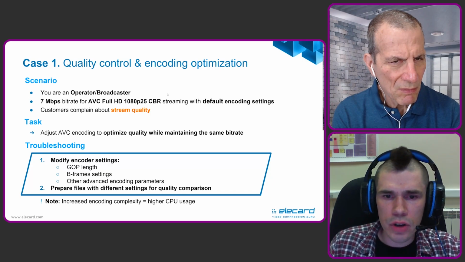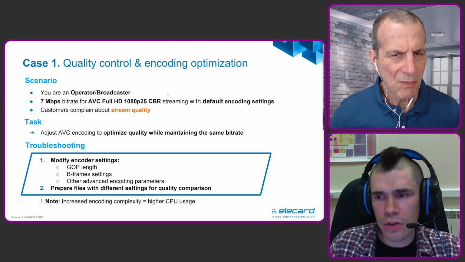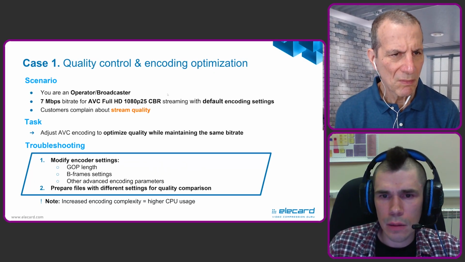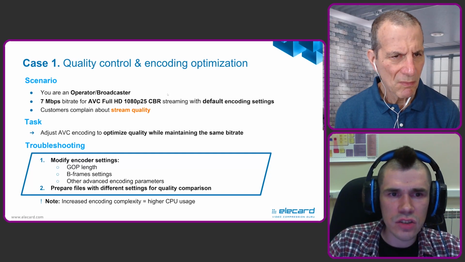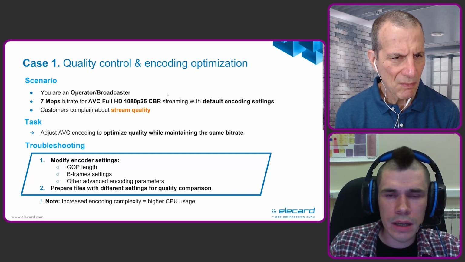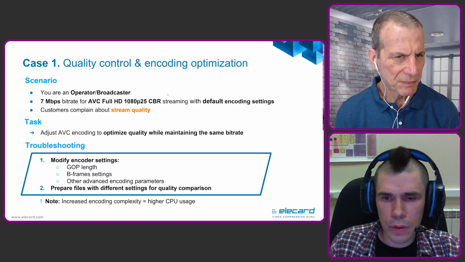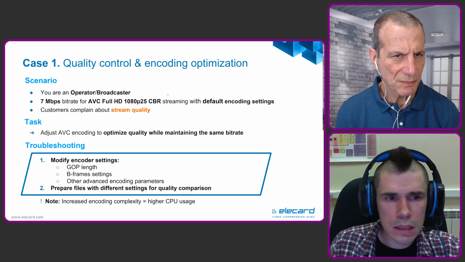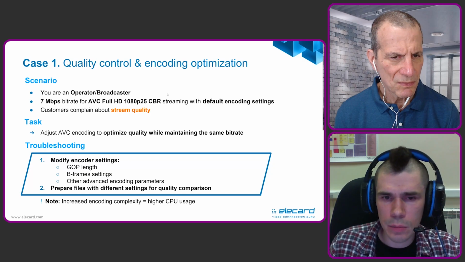However, their operation engineer specified a target bitrate and left the rest of the encoder settings at default. As a result, we have customers who are complaining about streaming quality. What can we do with that task? Let's adjust encoder settings and optimize while keeping the same bitrate.